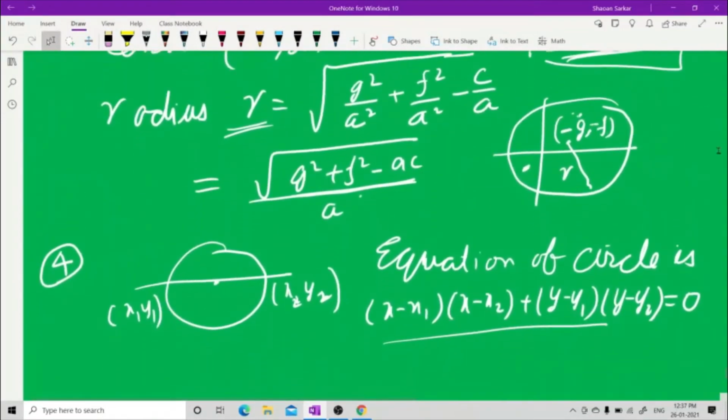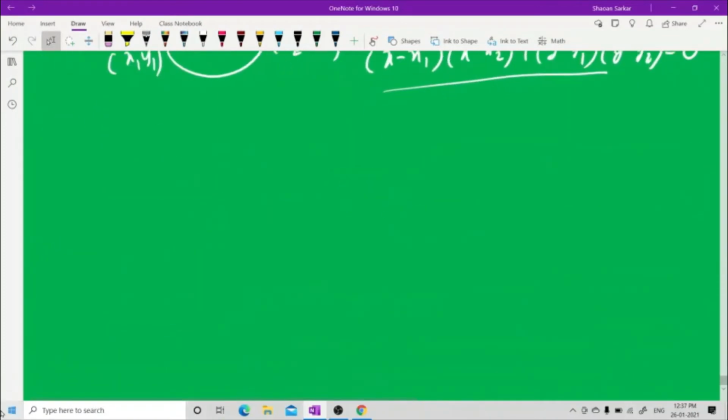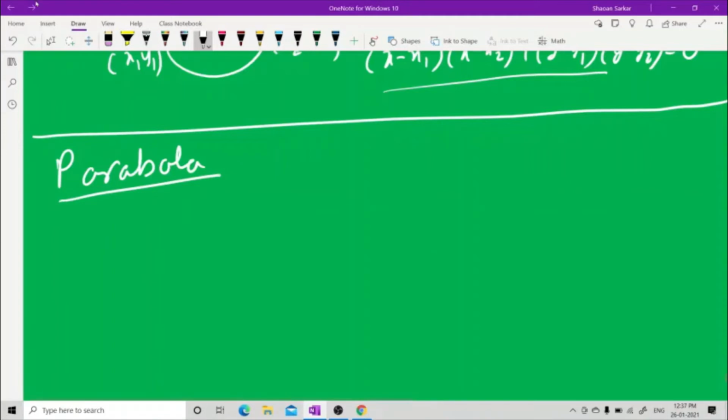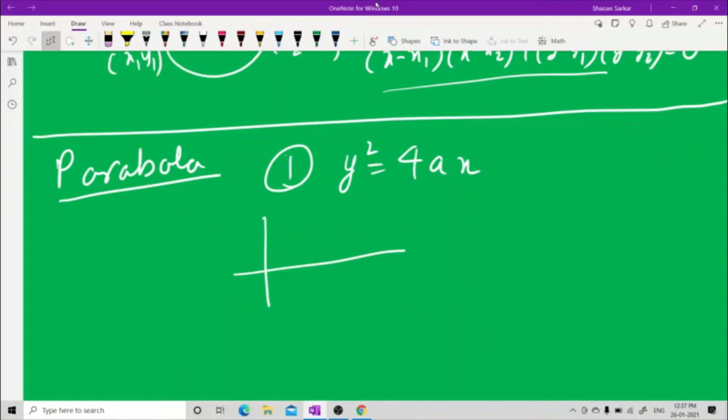Now, the next point that we need to discuss is parabola. The equation of the parabola, we will take the first one, is y square equals 4ax. The figure is like this. This is my vertex, 0, 0.